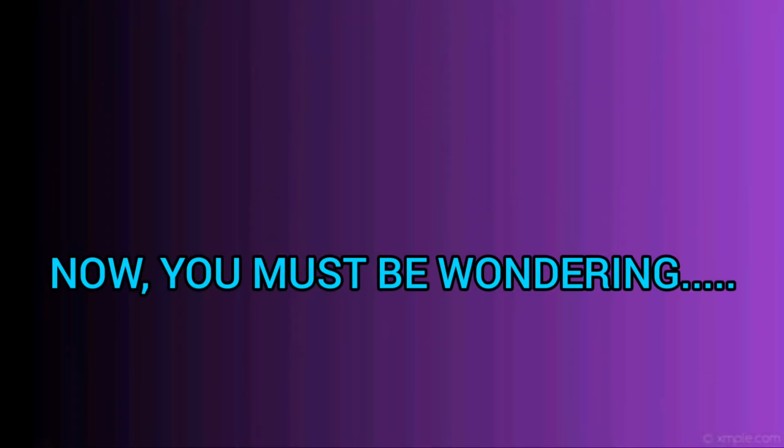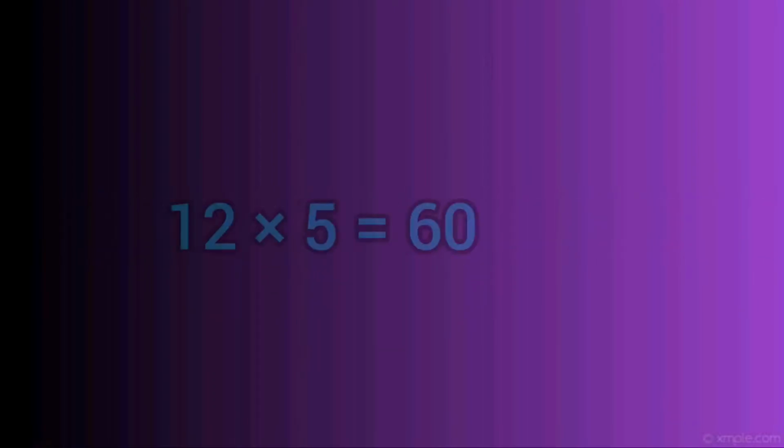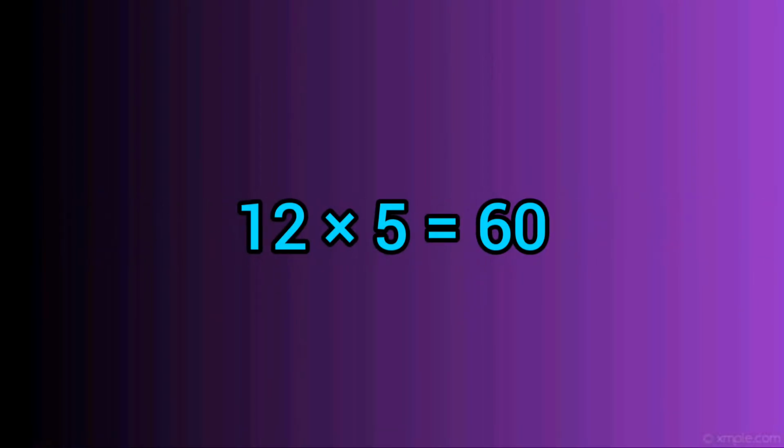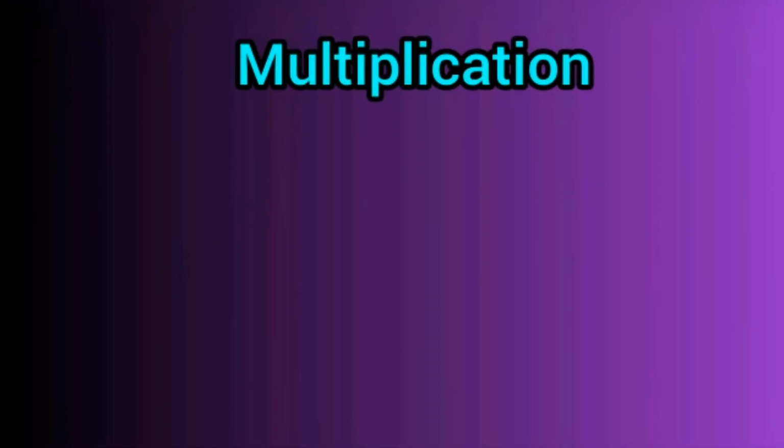Now you must be wondering, what are the parts of multiplication? Here it is. 12 into 5 is equal to 60. 12 and 5 are known as factors, while the answer, which is 60, is known as the product. Now let us solve multiplication from 1 digit to 3 digits. 1 digit: 5 into 3, easy, 15. 8 into 8, 64. 4 into 6, 24.